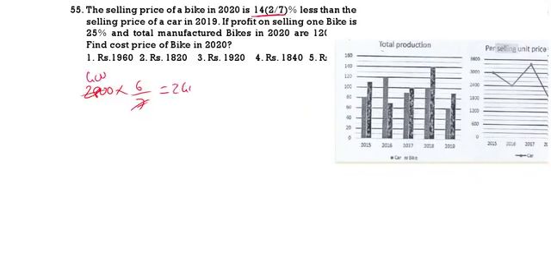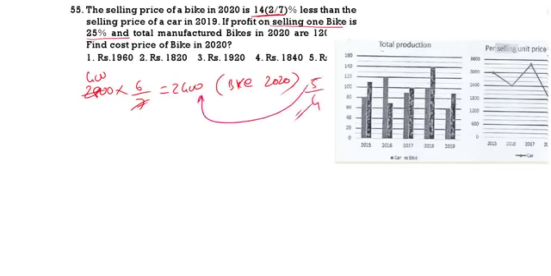2400. This is the bike in 2020. What is the bike price in 2020 that we are going to get? It is 2400. Now the profit on selling one bike is 25%. Since profit is 25%, this is 5/4. That means 5 parts is 2400.